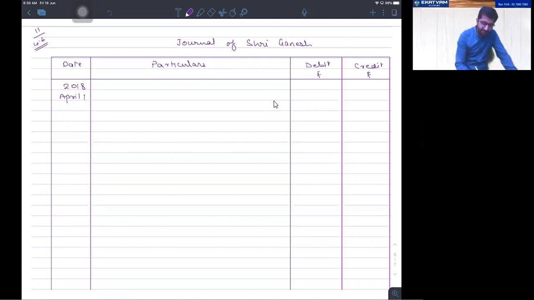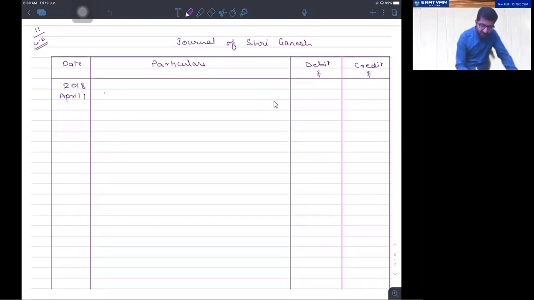So what will be my entry? My entry will be cash coming in. So cash account debit. Look at it from the perspective of business, not from the perspective of Sri Ganesh individual.